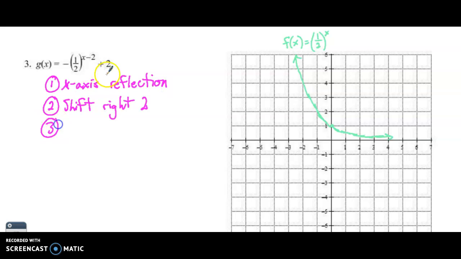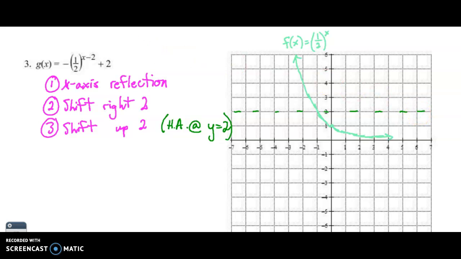And that plus on the outside is telling me to shift up 2. And that's also your clue that you have a horizontal asymptote at y equals 2. And maybe that's the first thing you do, is you put in a horizontal asymptote at y equals 2.